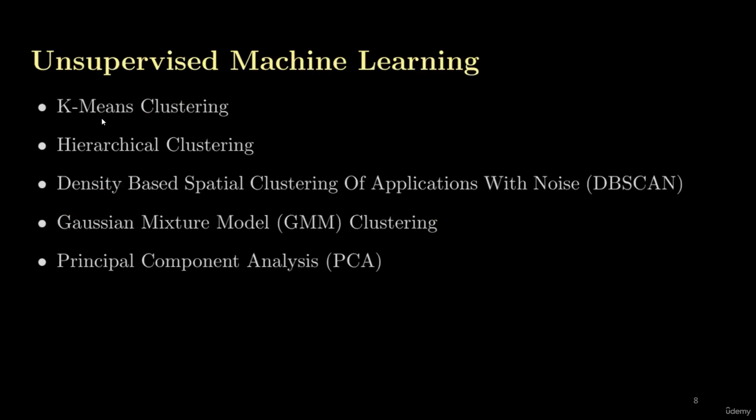We will start this component with k-means clustering. Then we have hierarchical clustering. We have an advanced clustering method, density-based spatial clustering of applications with noise, that is DBSCAN. Then I have GMM clustering, which is also known as Gaussian mixture model clustering. This is also a very important clustering technique. Then the last section of this component of the course is principal component analysis, or PCA, which is used to reduce the dimension of the data.